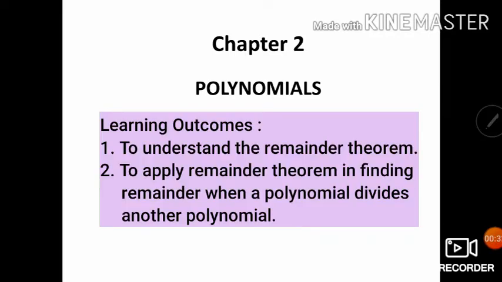We will continue with chapter 2, that is polynomials. In the previous video class we learned how to find the zeros of a polynomial. In today's class we will understand the remainder theorem and apply this theorem in finding the remainder when a polynomial divides another polynomial.